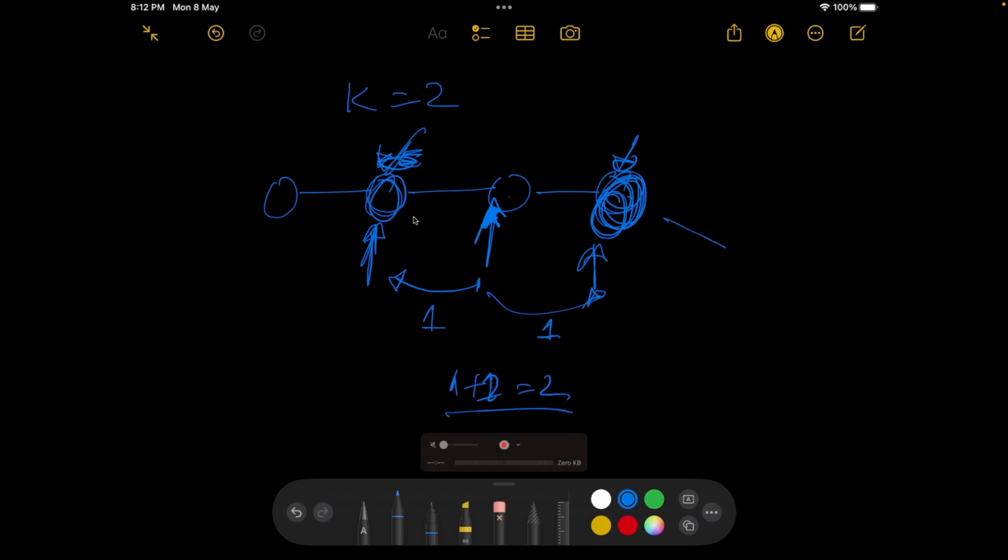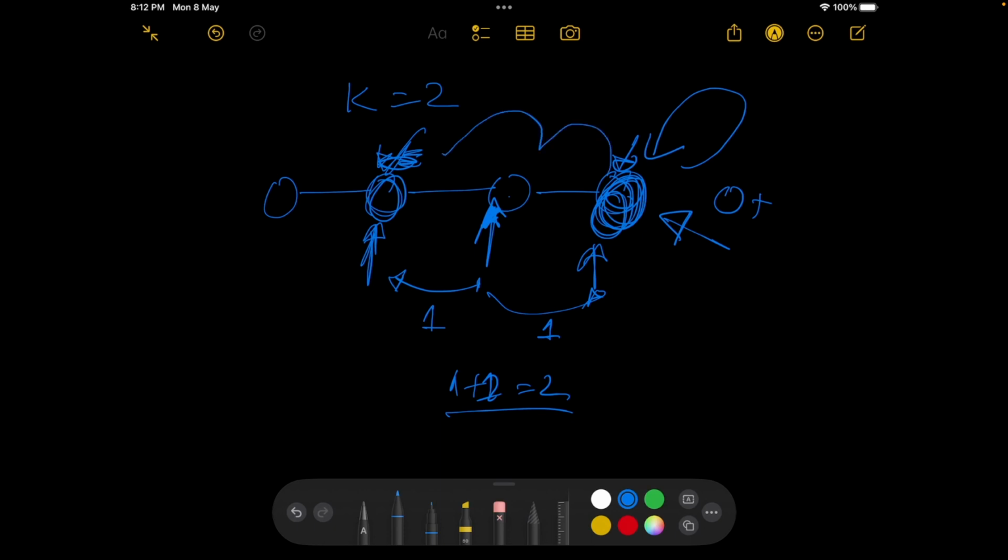If I select this particular node, then 0 distance is required to go from the same node to the same node. That's fine. But 2 hops would be required to go to the next node. So that would be 2. So 0 plus 2 is also equal to 2. What about this? Over here also the answer would be 2 itself. So technically I have 3 nodes that can be utilized now, right?